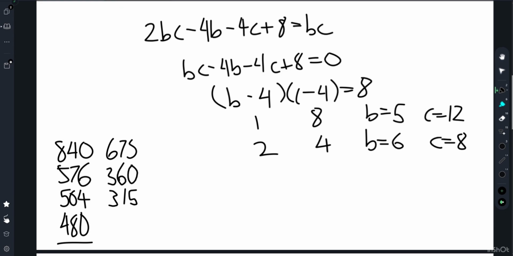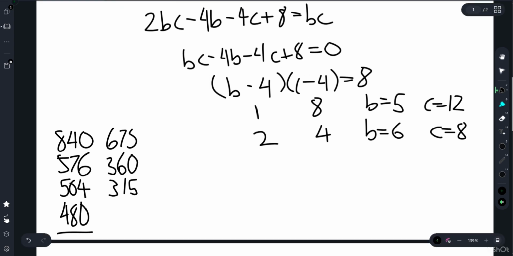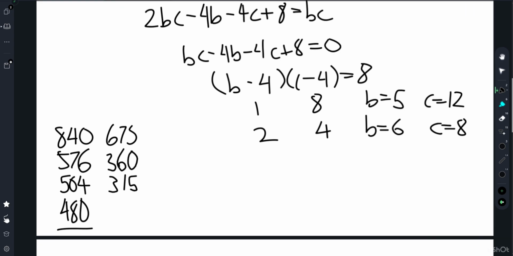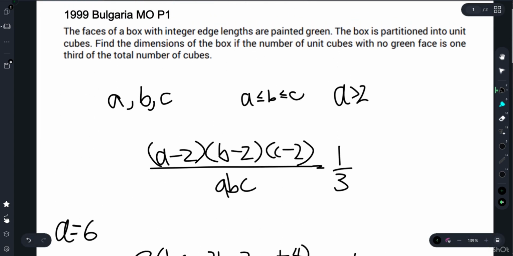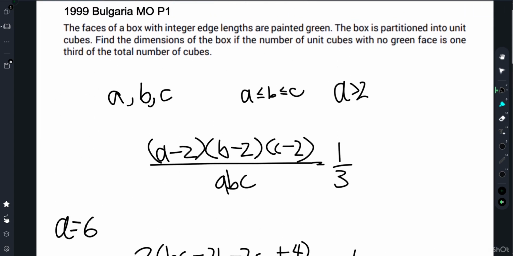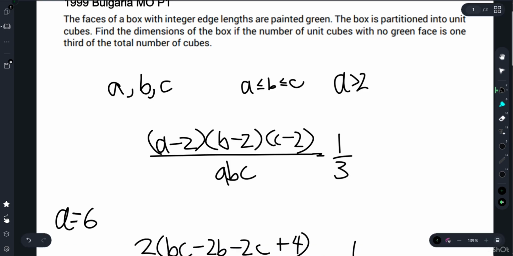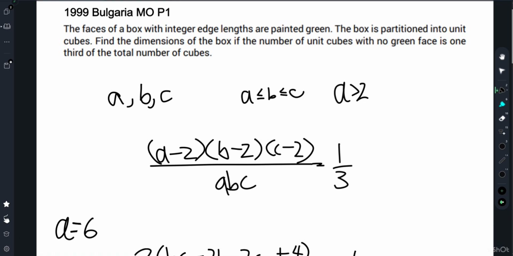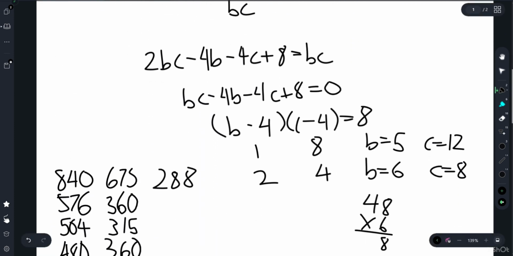The first case yields 360, and the second case yields 288. And now the problem is asking us to find the dimensions of the box, and the number of unit cubes with no green face being 1/3. So these are all of our values.